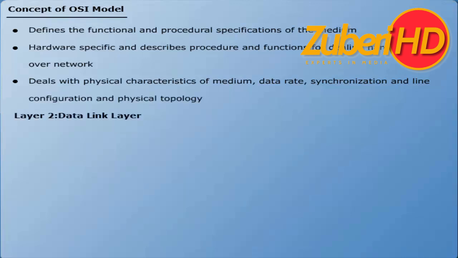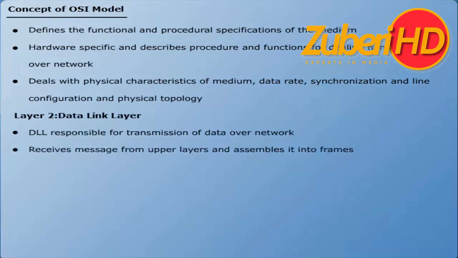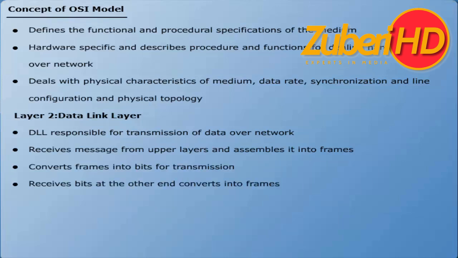Layer 2. Data link layer. The data link layer is responsible for transmission of data over the network. It receives messages from upper layers and assembles it into frames. Data link layer converts these frames into bits for transmission over the network. It also receives the bits at the other end and reconverts them into the frames.